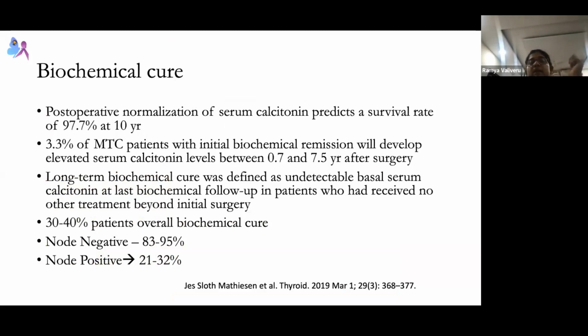So what is biochemical cure? It is post-operative normalization of serum calcitonin, and it predicts a 10-year survival rate of about 98%. About 3% of MTC patients with initial biochemical cure can develop recurrence later, between 1 to 7.5 years after surgery. Long-term biochemical cure is defined as undetectable basal serum calcitonin at last biochemical follow-up in patients who had received no other treatment beyond initial surgery.